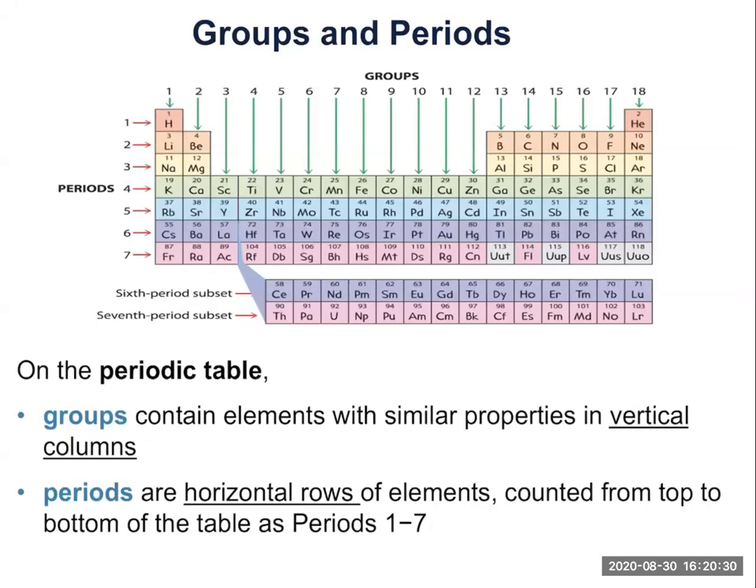These are your horizontal rows, and the way you read them is from the left to the right. So you have 7 periods. Now you also have 18 groups, which are vertical columns. So this will be group 1, group 2, and so on. And we have 7 horizontal rows, which are called periods. Those are on your periodic table.